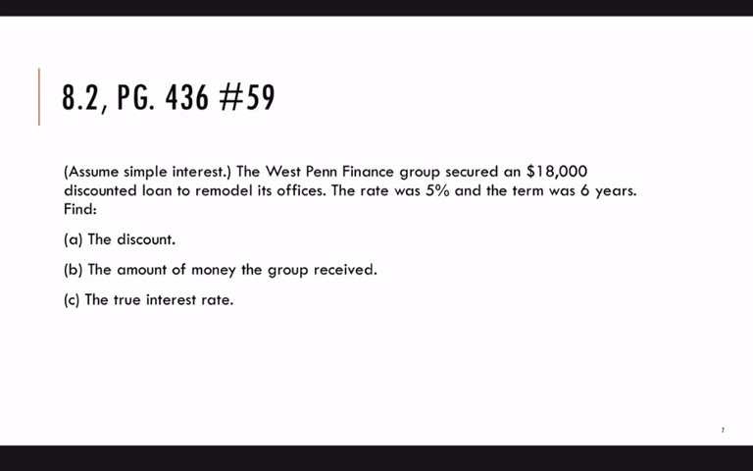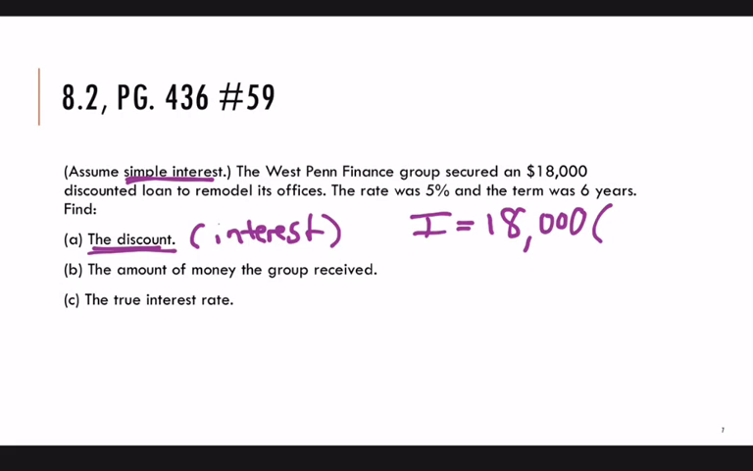Okay, and a discounted loan problem. Okay, so remember for discounted loans, when you're asked to find the discount, that's basically the interest. All right, so that's our first task, find the interest. We're assuming simple interest here. So we have interest equals principal, which is $18,000, times rate, 0.05, times time, 6 years, and that gives $5,400.